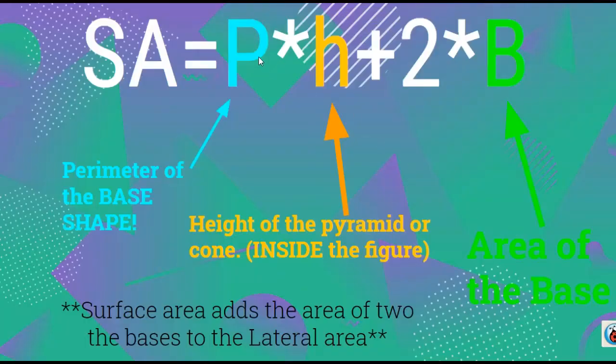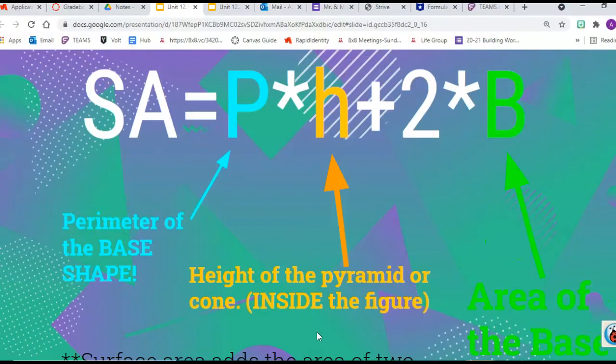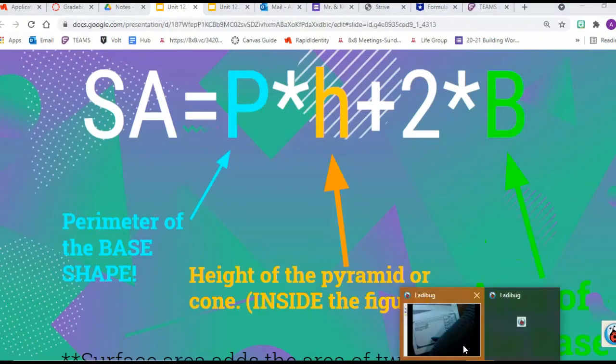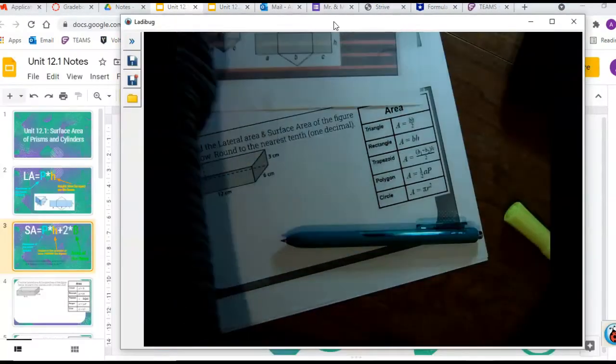And then, notice, the lateral area gives us everything except the area of the two bases. So that would make sense that surface area is just simply the lateral area, so the perimeter times the height, plus 2 times the area of the base. And I actually need to change this to the word prism. That is a mistake, and I will do that. But we're talking about prisms here, not pyramids. So the surface area, all it does is add the area of the two bases to the lateral area.